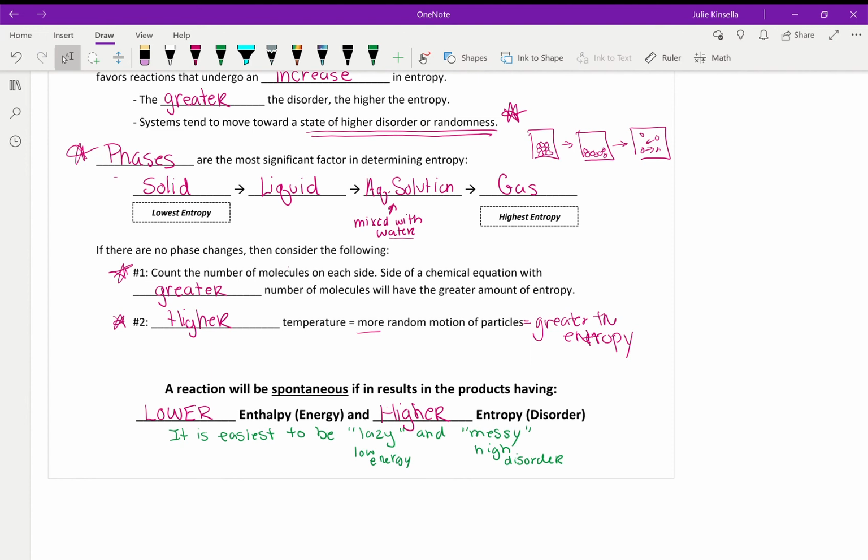So you'll usually see reactions in nature tend to be spontaneous or move towards systems with lower enthalpy and higher entropy. A way that we usually have you remember this is to think that it's easiest in life to be lazy and messy. People will move towards that if they don't put in the extra energy or effort. Lazy stands for the low energy. Messy stands for the high disorder or the high entropy.